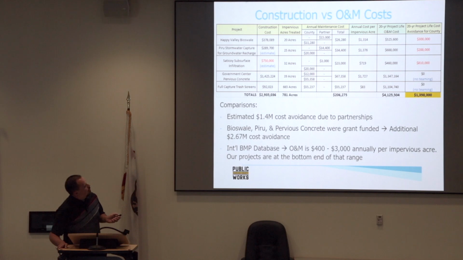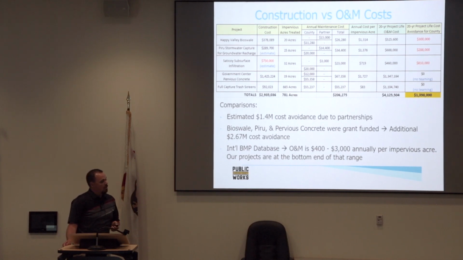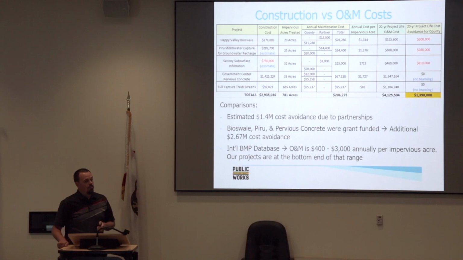So you can see that the 20-year lifespan for this project is more expensive than the capital cost. For the Pyru project, we're anticipating roughly $688,000 for maintenance of 2 CDS units as well as a small sediment forebay at the end of a large discharge pipe.